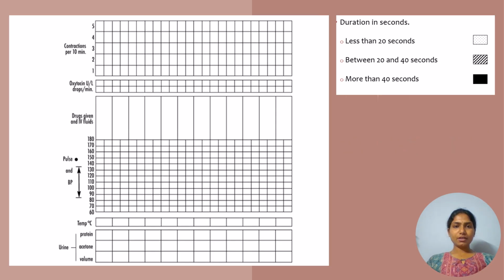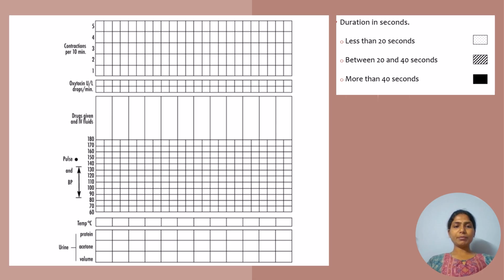Coming to the next column, we have to always plot the contractions per 10 minutes. As I told you, power is very important for the progress of labor. How do we mark? I have shown in this picture, if it is less than 20 seconds, we put dots. If it is between 20 to 40 seconds, we put cross slanting lines. More than 40 seconds, we shade it dark. So each contraction lasting less than 20 seconds, 20 to 40 seconds, or more than 40 seconds, and how many contractions in 10 minutes, we plot in the contractions column.